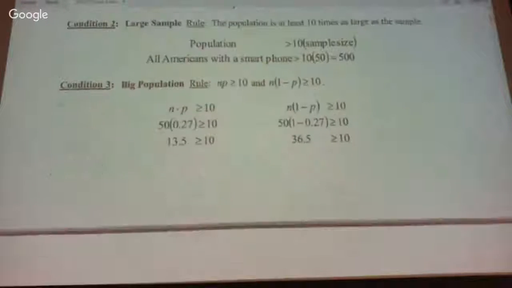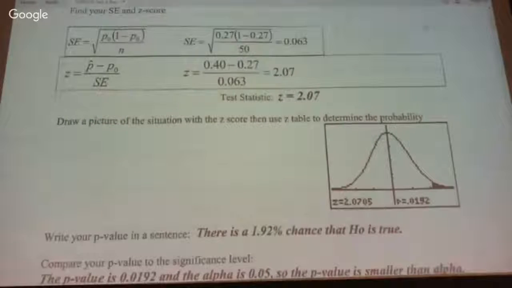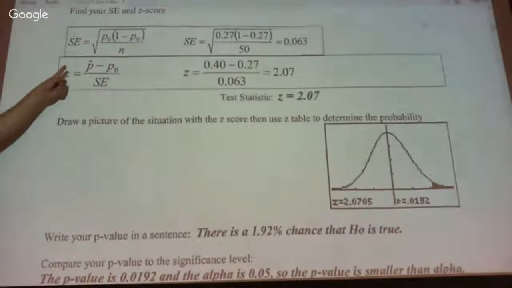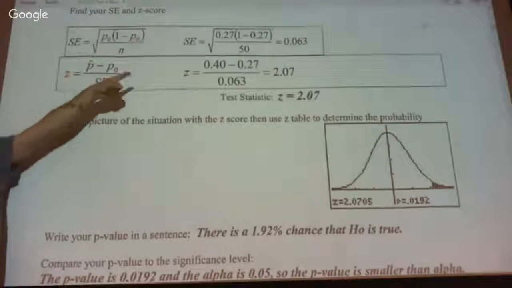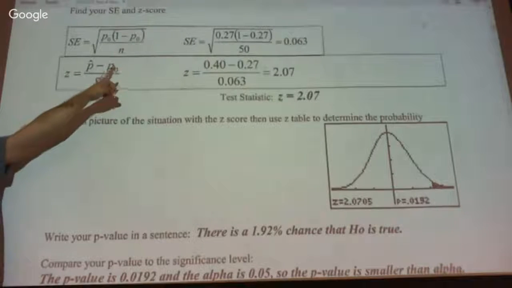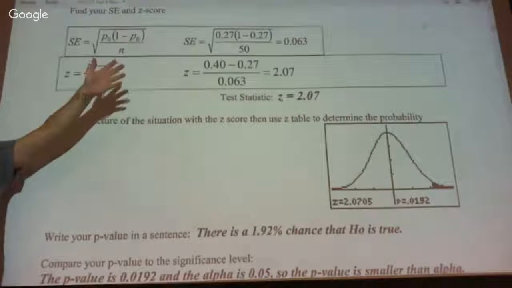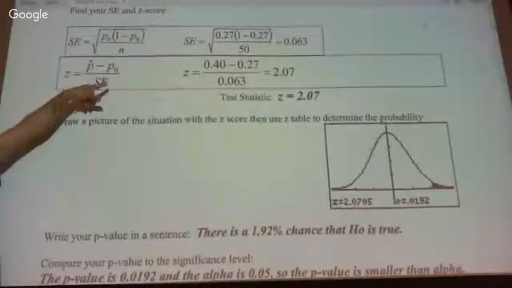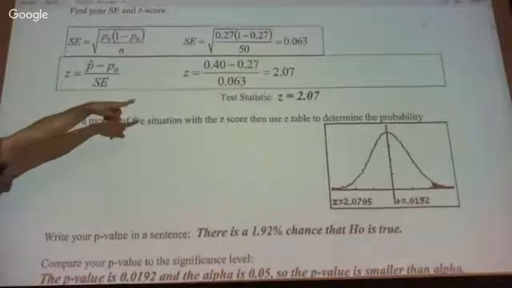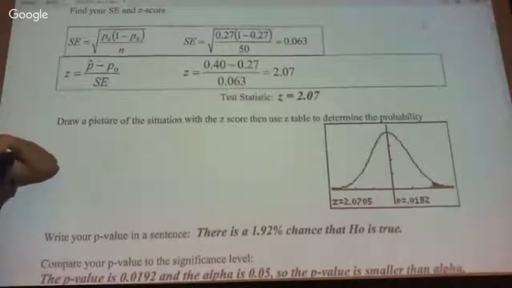All right, so when we do the work, we need to know our formulas. So step one, find your SE. How do you find the SE? It's the square root of P times 1 minus P all over 50, where you get 0.063. Again, you got to know how to type it in. Then you find your z. How do you find your z? P hat minus P all over your SE. You get 2.07.